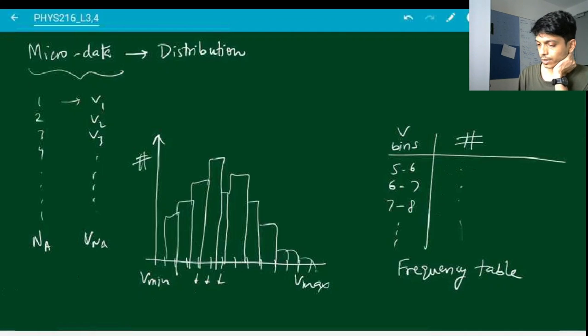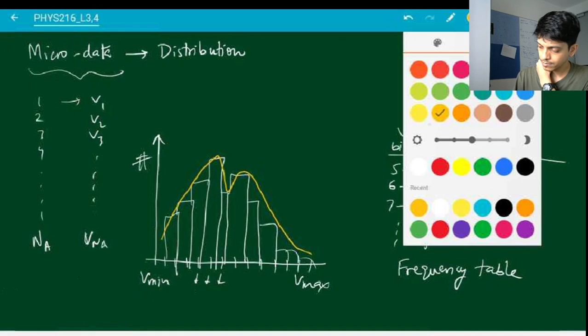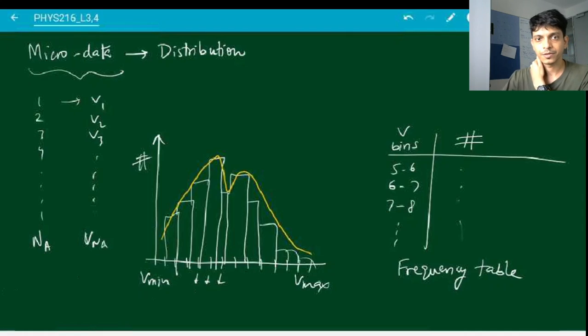And so on. So that's how you go from the micro data to the distribution. And of course, if the number of bins is very large, then you will see that this looks like a continuous curve. So that's the relation between the micro level and the distribution description.